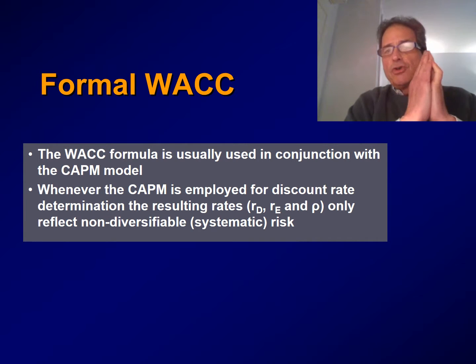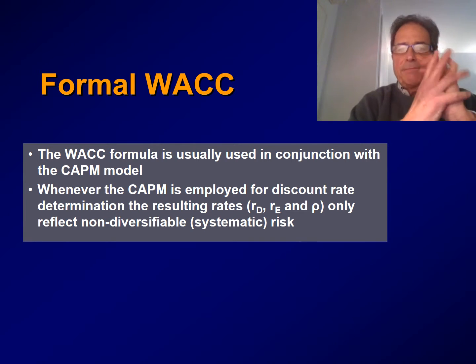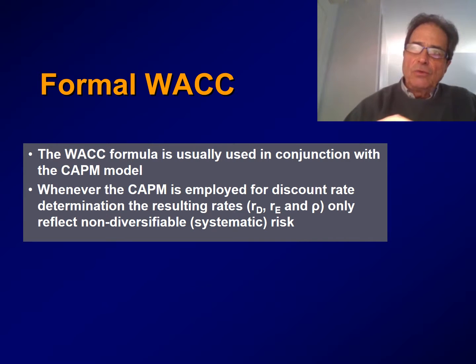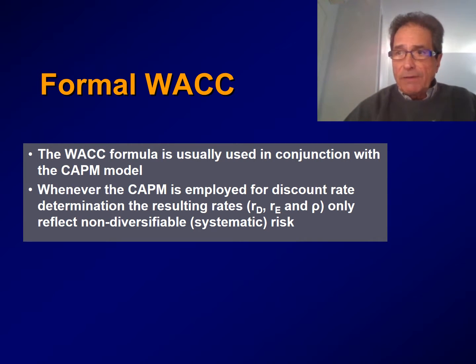The WACC formula is usually employed in conjunction with the capital asset pricing model. If we use the capital asset pricing model together with the WACC formula, then, in theory, we should compute all the discount rates related to WACC using the capital asset pricing model. We should compute RD, the discount rate on debt, RE, the discount rate on equity, and rho, all of them using the CAPM. And if we do that, we are implicitly assuming that all these rates reflect only non-diversifiable or systematic risk, because as we all know, the capital asset pricing model only accounts for systematic risk in the discount rate.